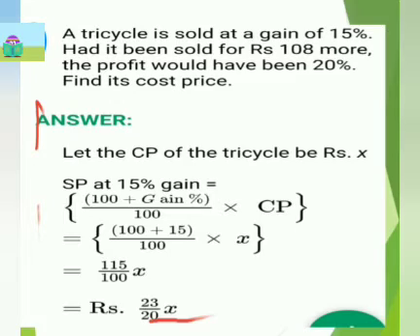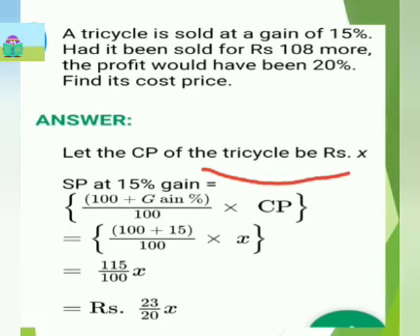So you have to calculate the cost price here. Let us consider that the cost price of the tricycle be rupees X. So let us do the question. The question is saying that if a shopkeeper sold a tricycle at 15% profit, if he could have taken 108 rupees more, he could have got a profit of 20%. So now it is asking what is the cost price. So let us consider the cost price as rupees X. So the cost price of the tricycle will be rupees X now.